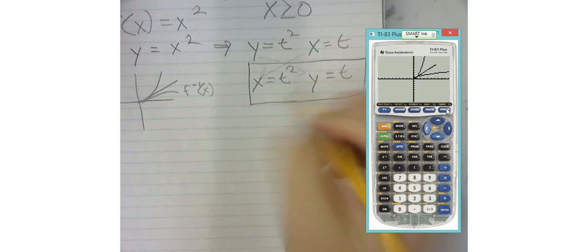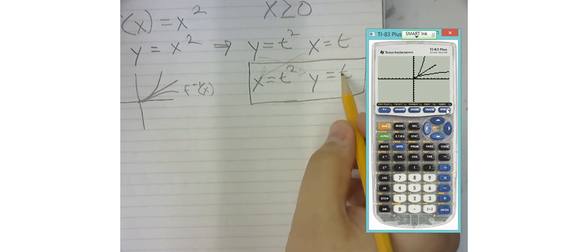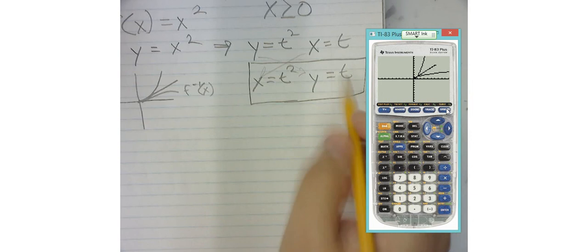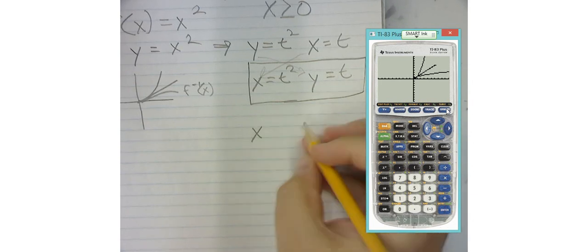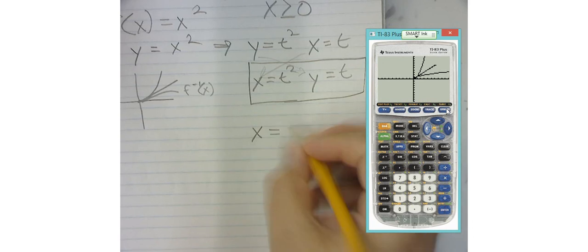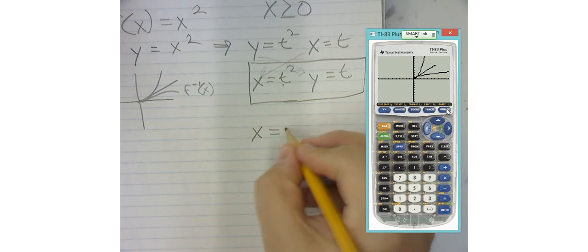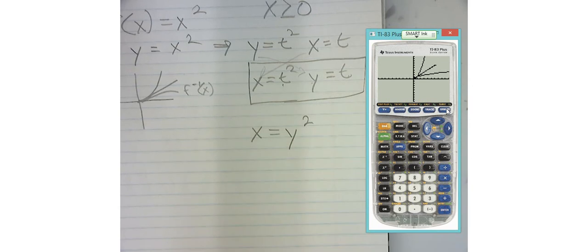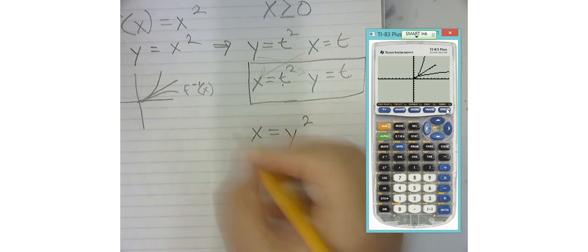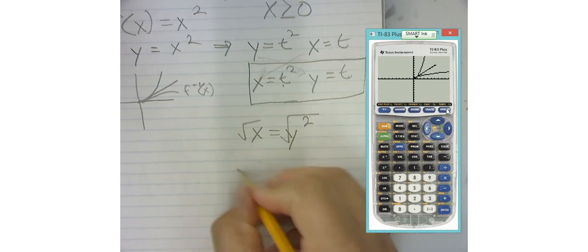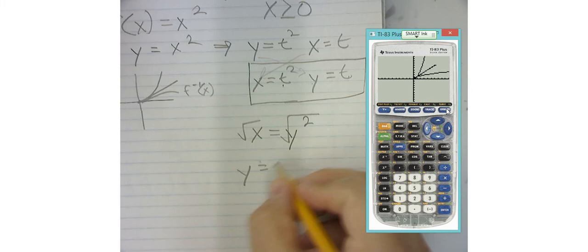Now, the cool thing about this is I could take this and then find the Cartesian equation. So I got to put those together. So really I'm saying that x is equal to t squared, right? But y is equal to t. So if I substitute my y in for t, then I have x is equal to y squared, or we could think of it like this. If I take the square root of both sides, I get y is equal to plus or minus the square root of x.